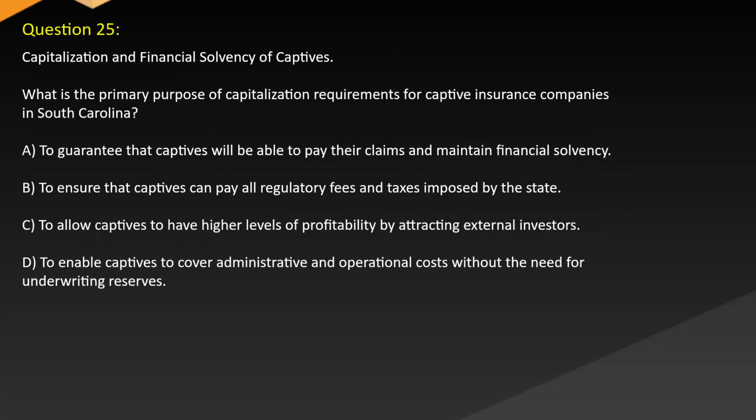Question 25. Capitalization and financial solvency of captives. What is the primary purpose of capitalization requirements for captive insurance companies in South Carolina? A. To guarantee that captives will be able to pay their claims and maintain financial solvency. B. To ensure that captives can pay all regulatory fees and taxes imposed by the state. C. To allow captives to have higher levels of profitability by attracting external investors. D. To enable captives to cover administrative and operational costs without the need for underwriting reserves.